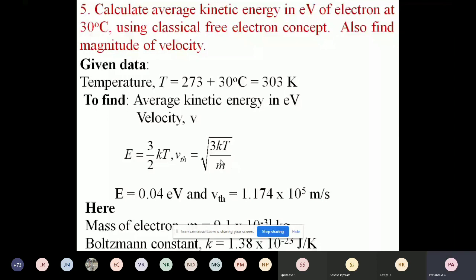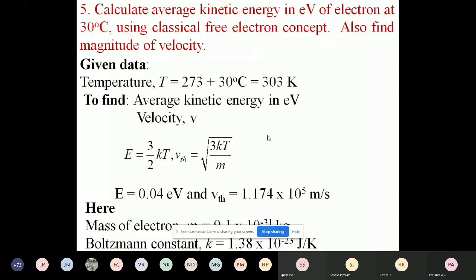And you will get the answer first in joule, in fact, and divide by the charge of electron to get the energy in terms of electron volt. For example, if you get some value x here, x divided by 1.6 into 10 power minus 19 will give you this answer, 0.04 electron volt. Right.